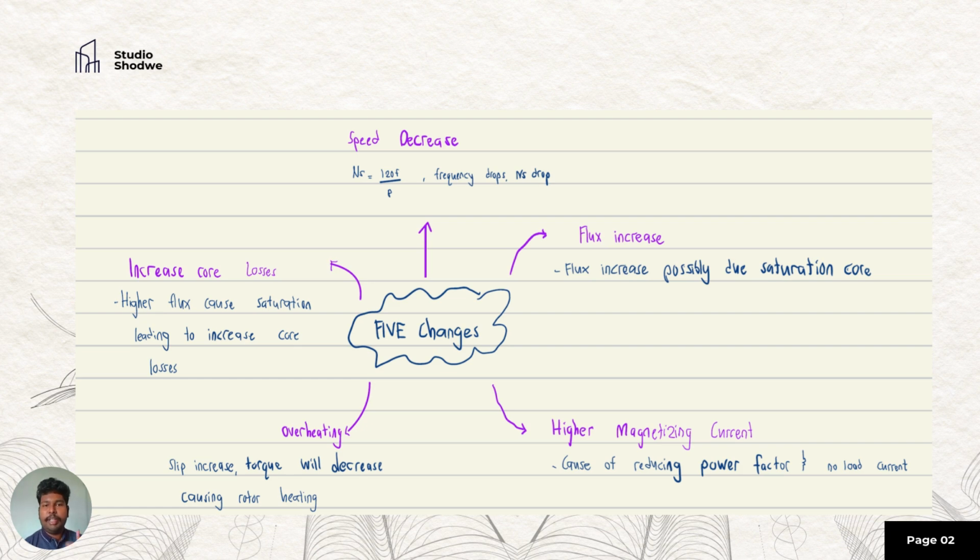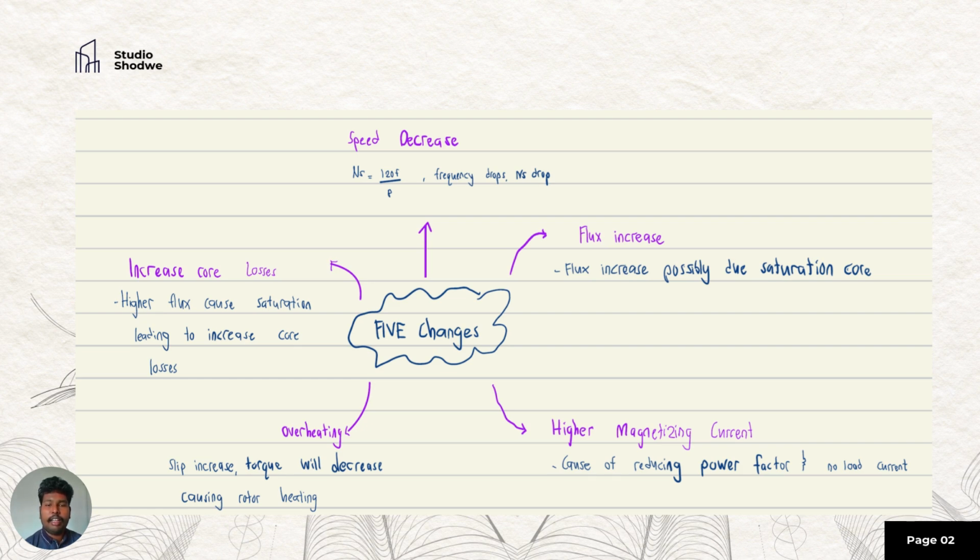First, the speed change. The speed will decrease. So we all know the speed formula, Ns equal to 120 f over P. So when the frequency changes, especially when the frequency drops, speed drops as well. Second, the flux increases. Flux increases possibly due to core saturation.